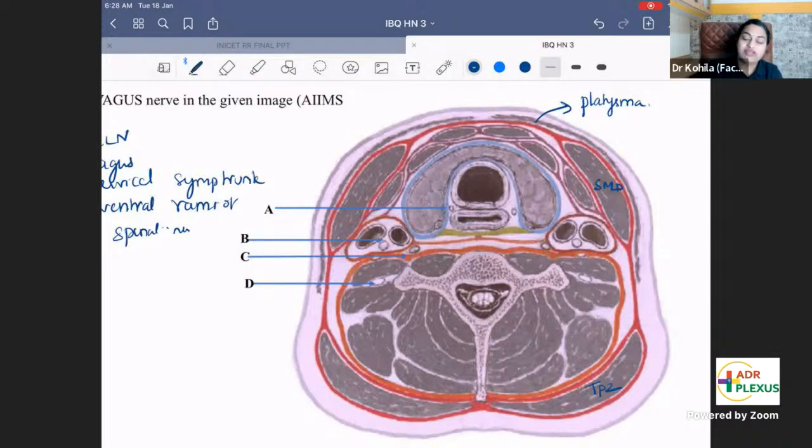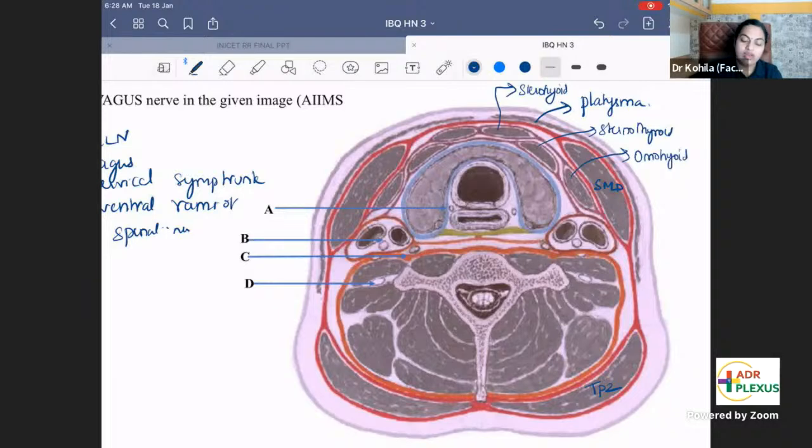Now, coming to the strap muscles, the infrahyoid muscles. Can you tell me what is this on either side of the midline? Sternohyoid. Just lateral to that will be sternothyroid. I mean, it will be like inner to it. Sternohyoid superficially, deeper to it, sternothyroid. And lateral to this will be the omohyoid, superior belly of omohyoid.